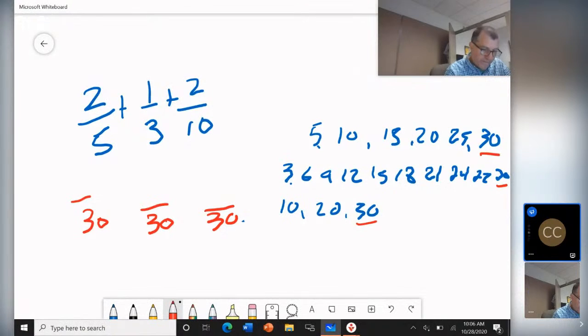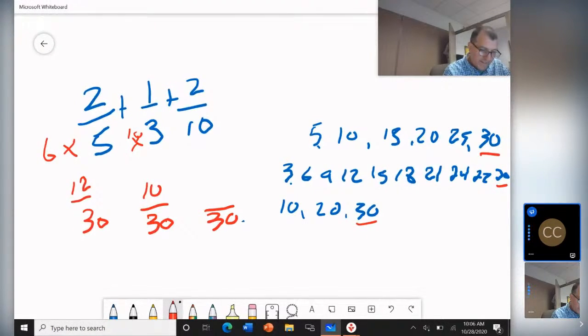Okay, 5 times 6 is 30. That's 6, so if we multiply the bottom, we multiply the top, so that's going to be 12. 3 times what equals 30? That's going to be 10. So if we multiply the bottom, we multiply the top, so that's going to be 10 times 1 is 10.